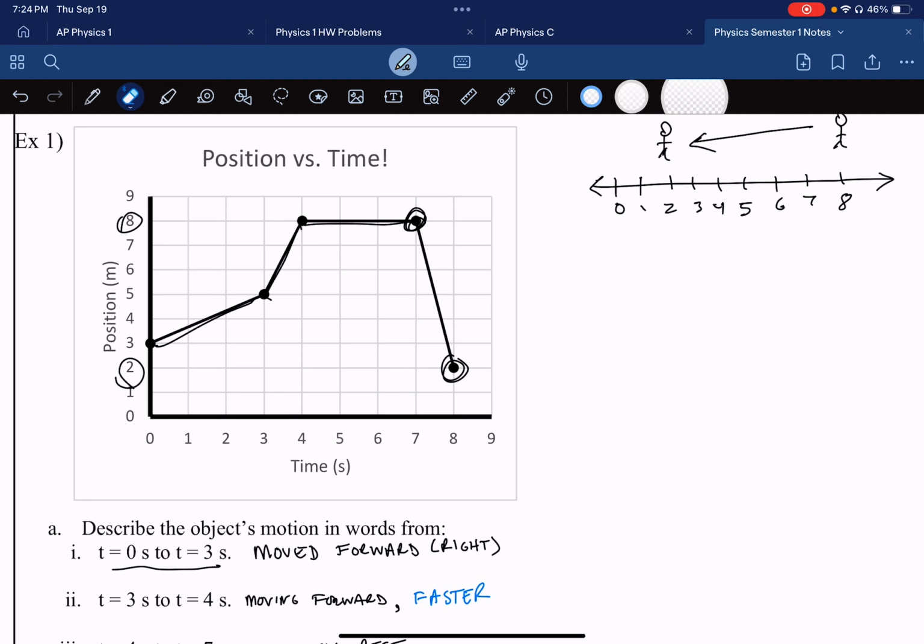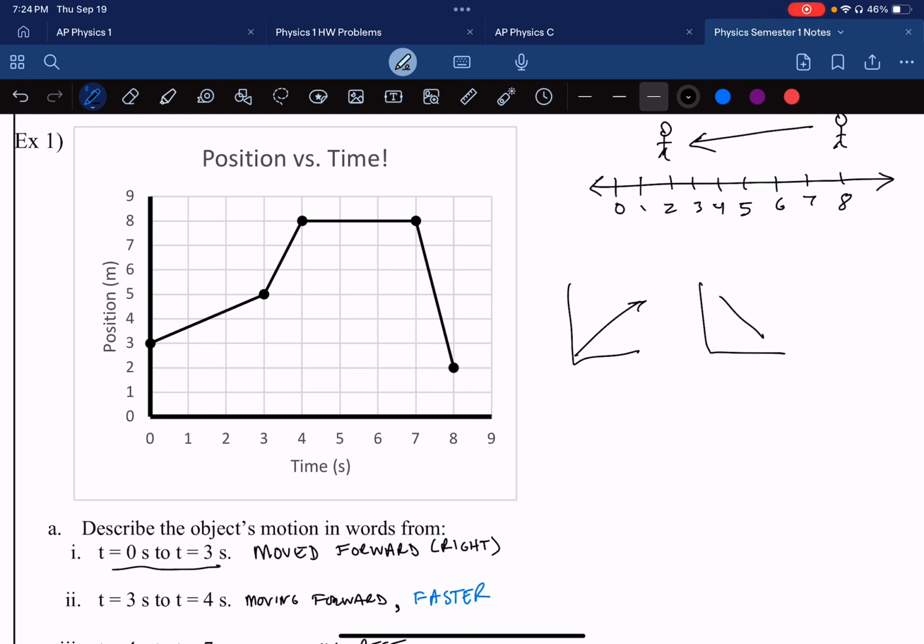On this graph, when the slope is positive, and in math class they tell you that this is positive, then it's moving forward. If it's like this, such as this one, it is moving backward. And if it has zero slope, or just a flat line, then it is at rest. So like here. All right.